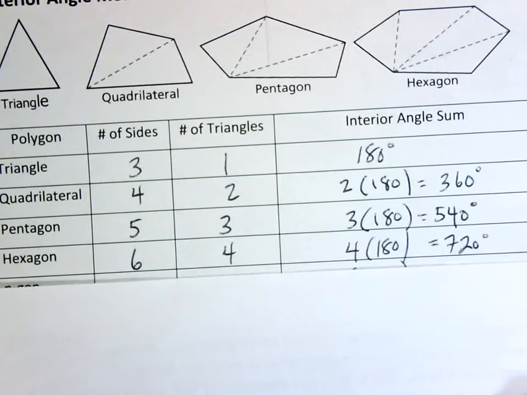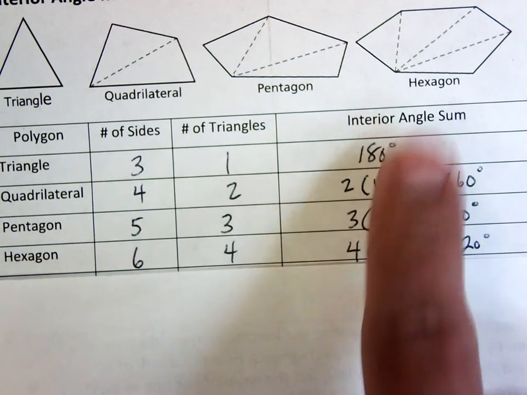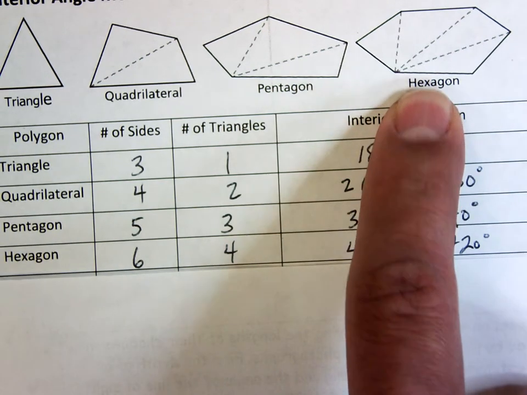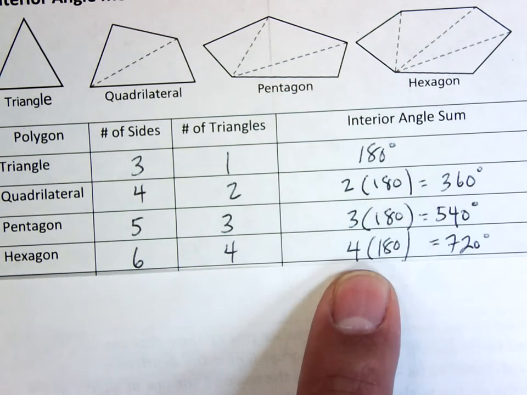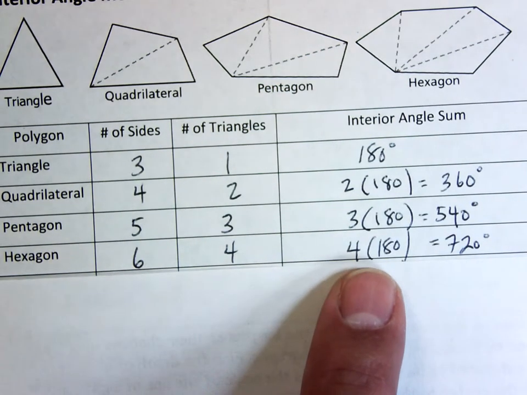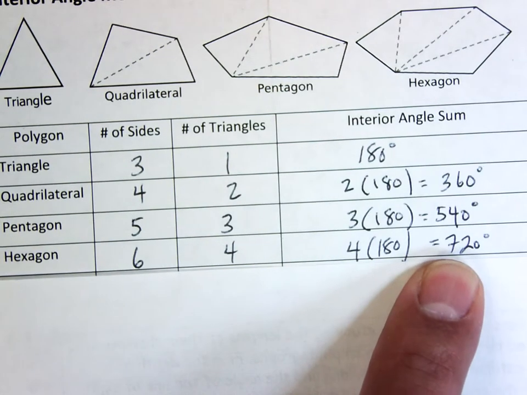Okay, hexagon. A hexagon has 6 sides. Notice I'm able to draw in 4 triangles. So for every triangle, it's 180 degrees. So it's 720 degrees in the shape.